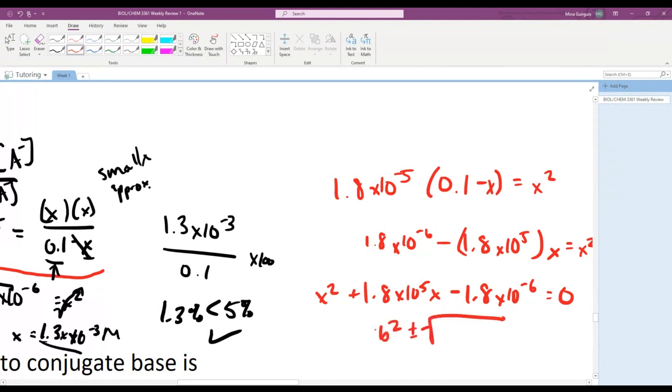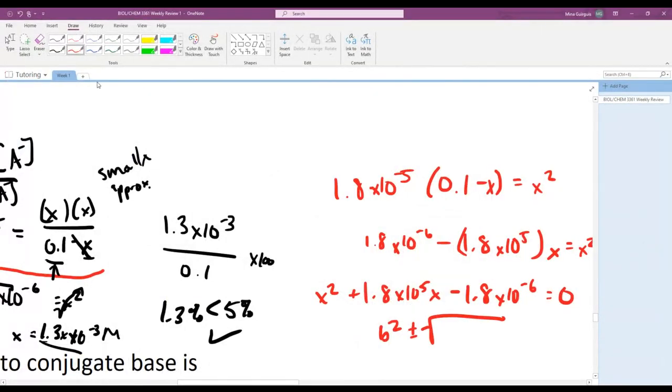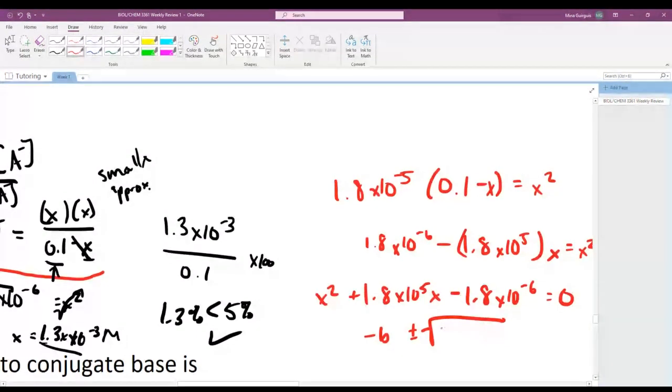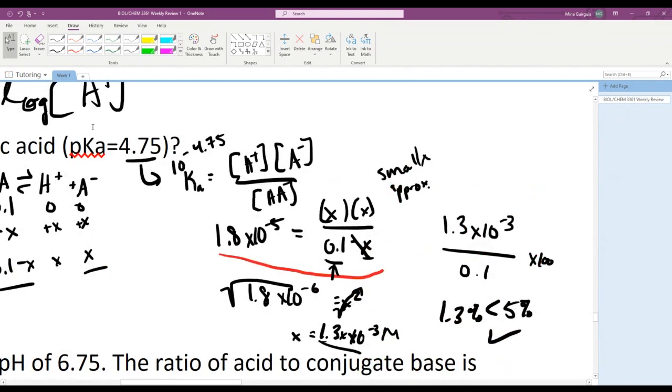And then we'd have to use the quadratic formula. I haven't used it in months, I apologize. Negative b, and then this is b squared minus 4ac, that's over 2a. Okay? We don't want to do that, so we use the small x approximation first. If it works, awesome. If not, we wasted a tiny bit of time, but now we know we have to use the quadratic formula. Okay?